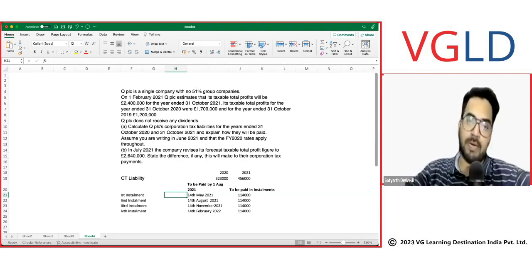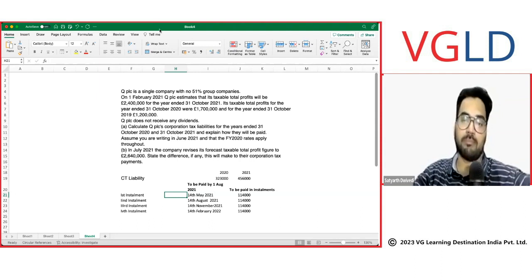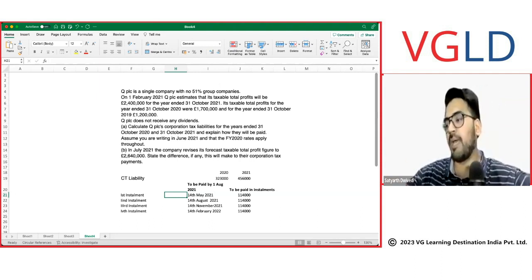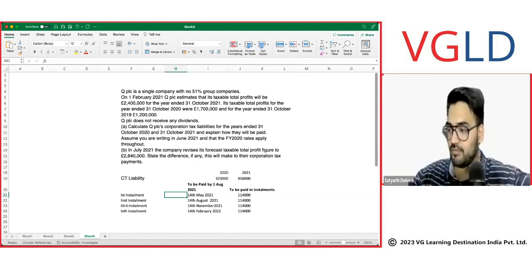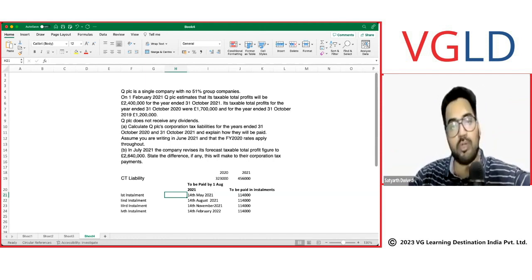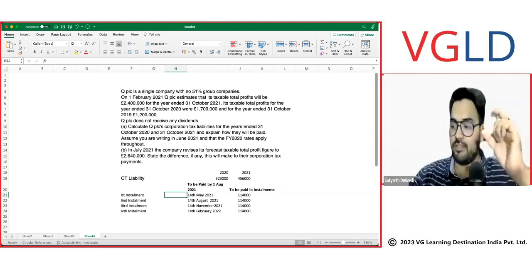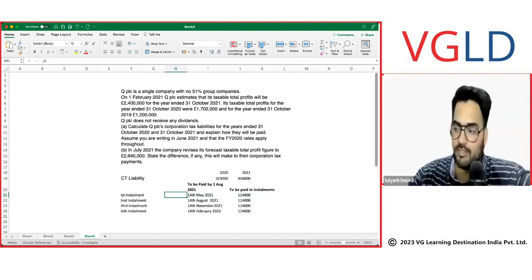Now the next part that we are going to do is short accounting period. So Munna's question is absolutely correct. Sir, what will happen if there is a short accounting period for a large company? So the only difference that will come will be the amount of the installment. So you'll have to calculate the amount of the installment.